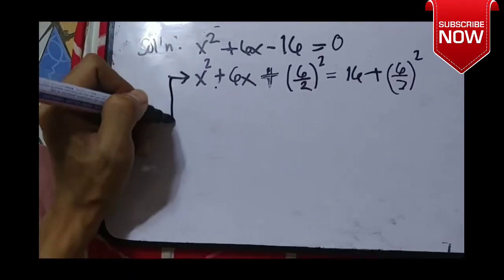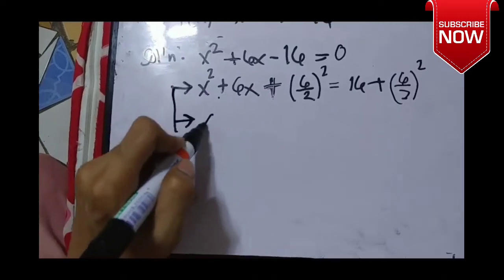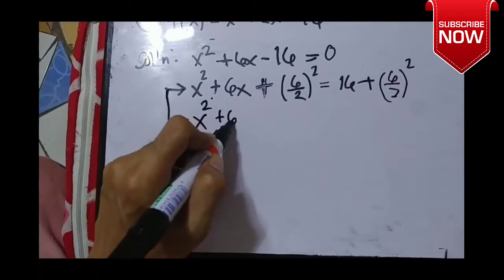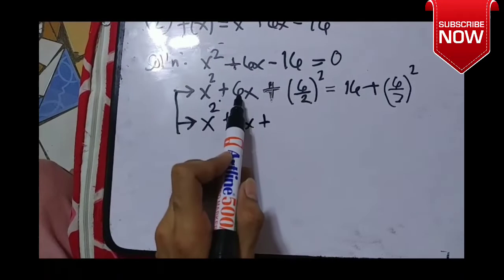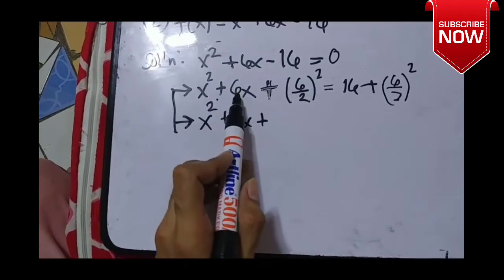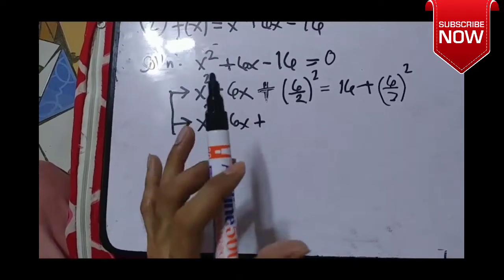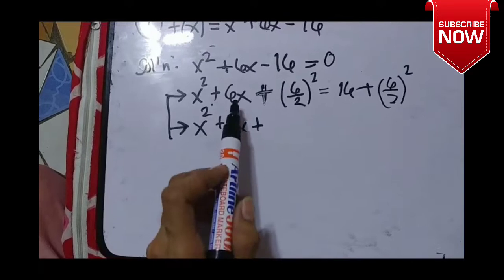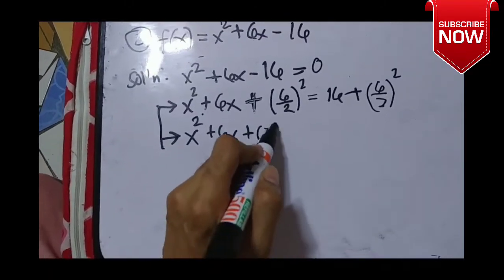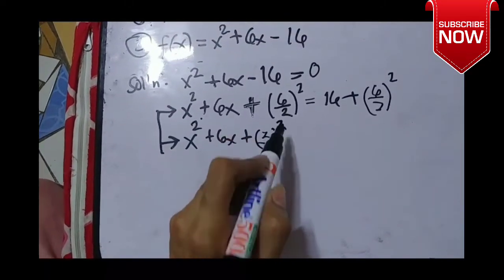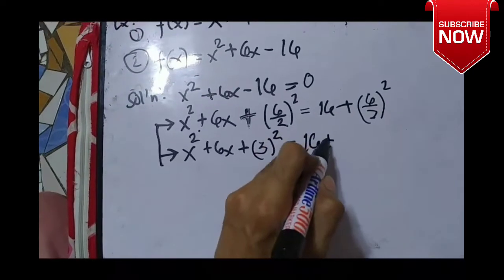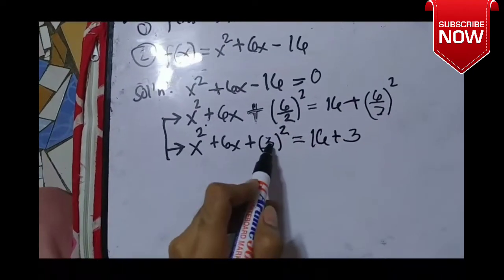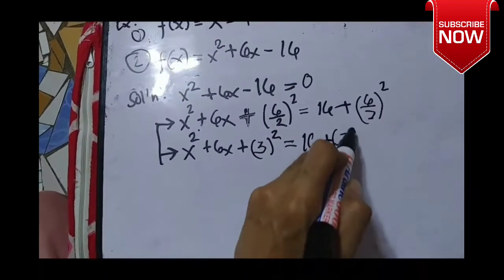Another step, copy and paste x squared plus 6x plus. Since alam na natin at medyo mababa lang ang value ng 6, alam natin ang kalahati ng 6 ay 3, pwedeng diretso na natin isulat yung 3, and then wag lang natin kakalimutan lagyan ng square. So 16 plus, kung ano man ang sinulat mo sa left side, yun din ang susulat natin sa right side.